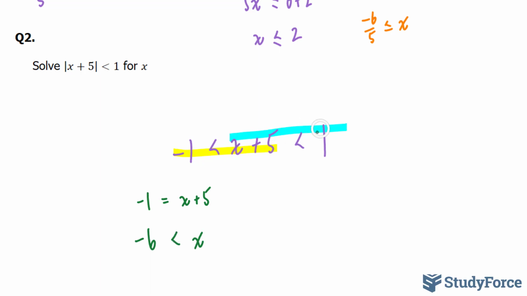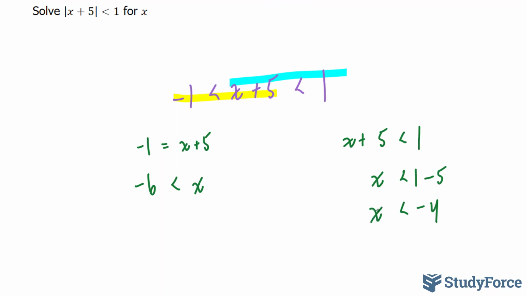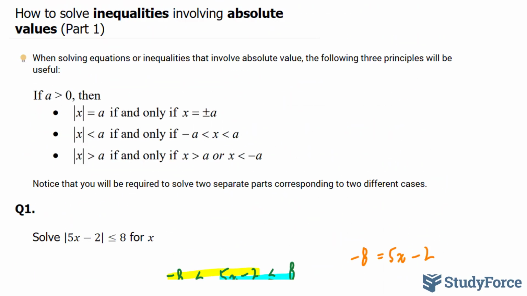Now we'll solve this part. X plus 5 is less than positive 1. Bringing this 5 over. 1 minus 5, and on the right side you end up with negative 4, x. So to write this out, we would say x is greater than negative 6, but less than negative 4. And there you have it. That is how to solve inequalities involving absolute values where this is less than a.